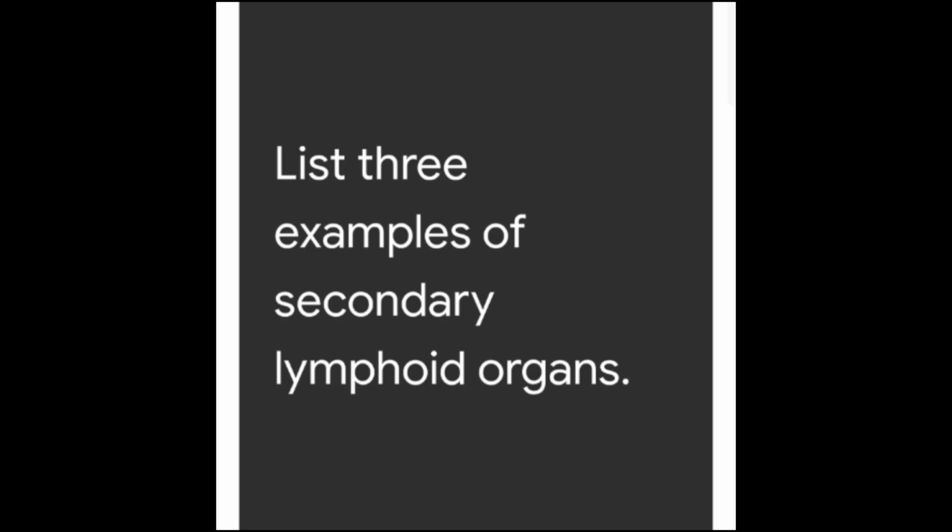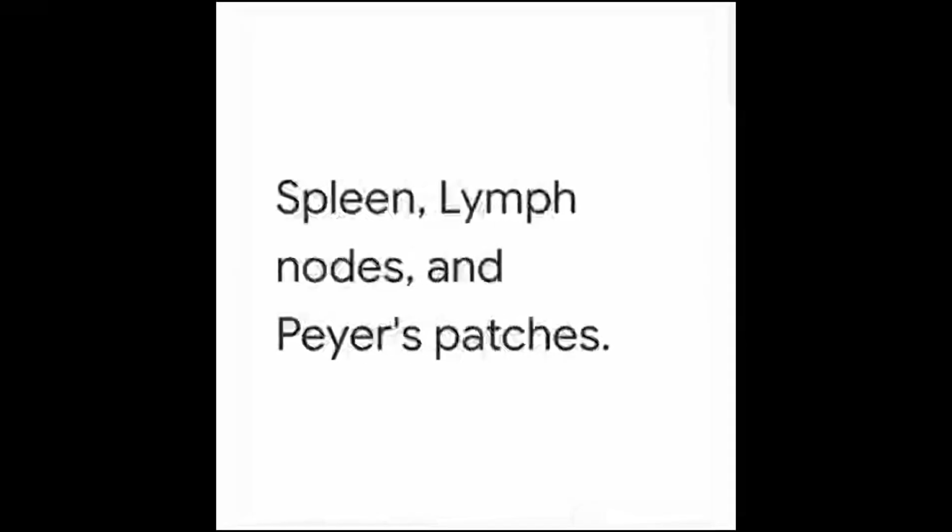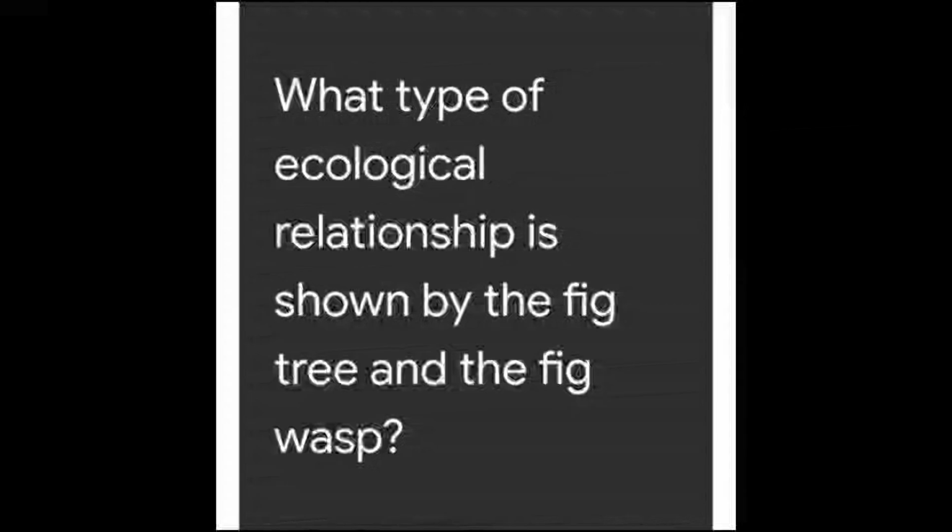List 3 examples of secondary lymphoid organs. Spleen, lymph node and Peyer's patch. These are the 3 names. What type of ecological relationship is shown by the fig tree and fig wasp? That is mutualism, shown by the fig tree and the fig wasp.